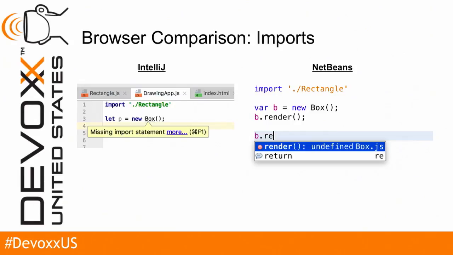So in this case right here, IntelliJ has noticed I'm using this box class. It says, wait a minute, you're missing the import for it, and you can hit Alt-Enter, and it adds the import for the JavaScript class.